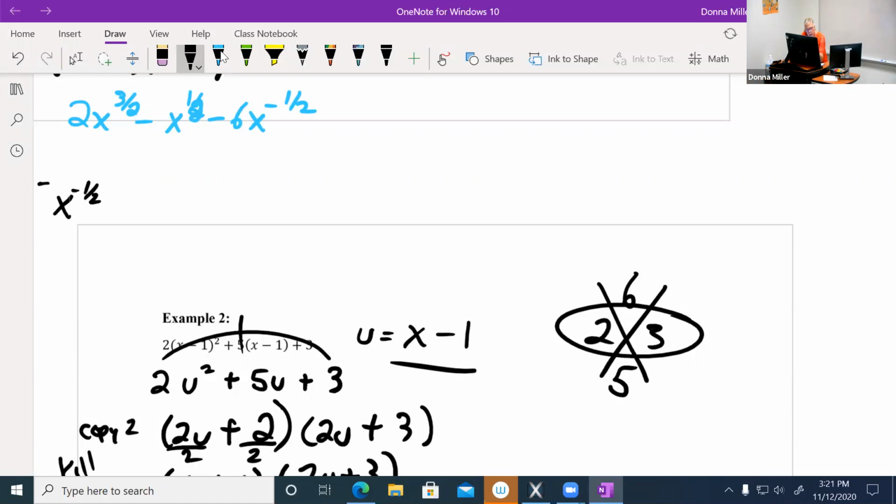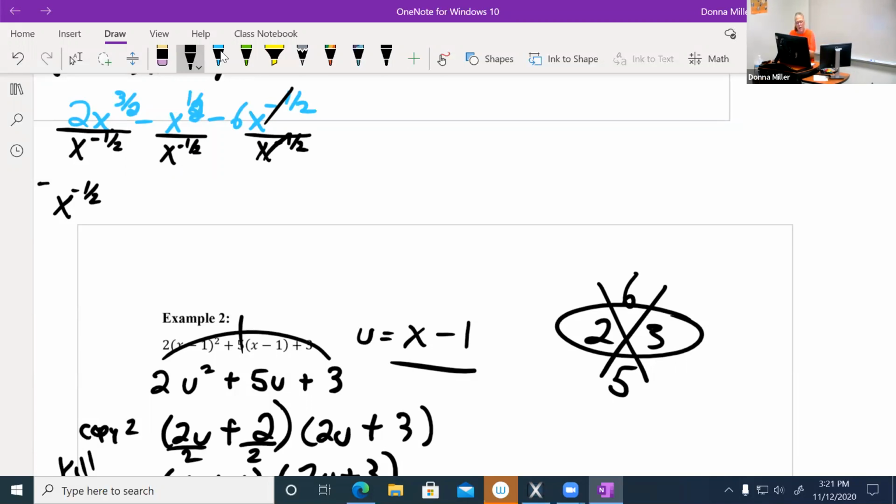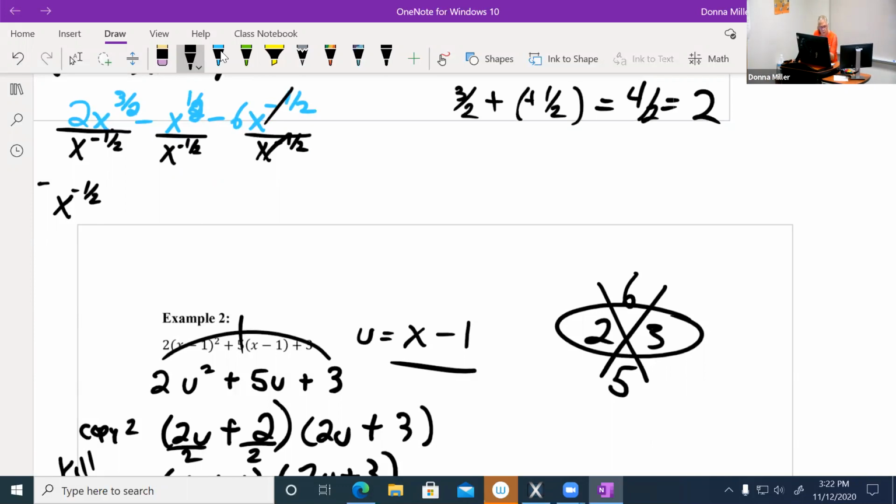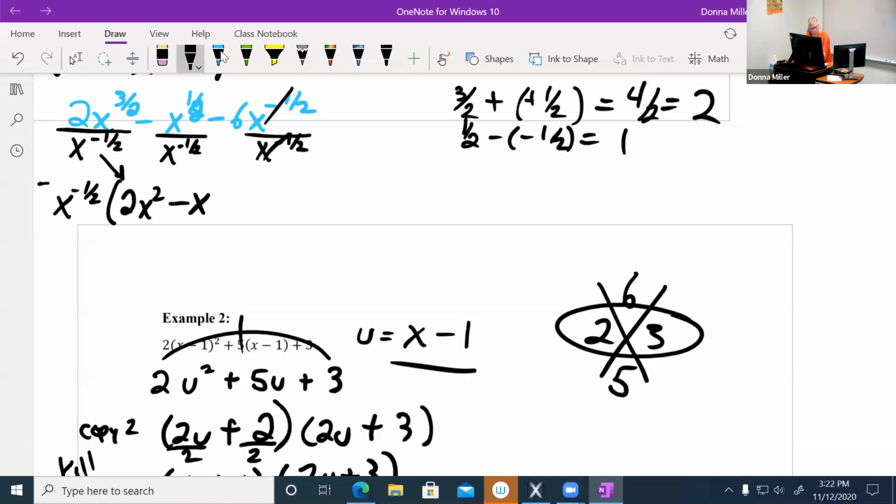So what I take out, I divide by. So those just cancel, that's easy. Now, if I subtract the exponents, I have 3/2 minus negative 1/2. The two negatives become a positive. So I end up getting 4/2, which works out to be 2. So this is 2x squared, the first term here. And if I do 1/2 minus a negative 1/2, I'm going to add them, I get 1. So this is just x to the first power. And those cancel, so I get -6.